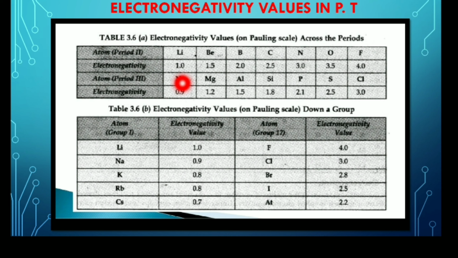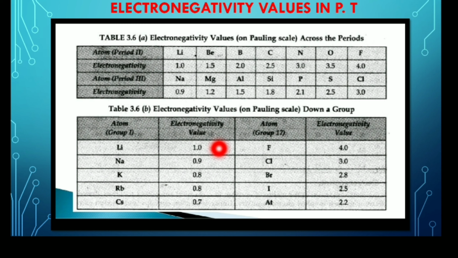Then for the third period elements: sodium, magnesium, aluminium, silicon, phosphorus, sulfur, chlorine, the electronegativity values keep increasing. Chlorine shows an electronegativity of 3. Compare fluorine and chlorine, top to bottom. In the halogen family elements, fluorine, chlorine, bromine, iodine, astatine, electronegativity values decrease from top to bottom. These electronegativity values are measured on the Pauling scale. Down the group, electronegativity values keep decreasing.